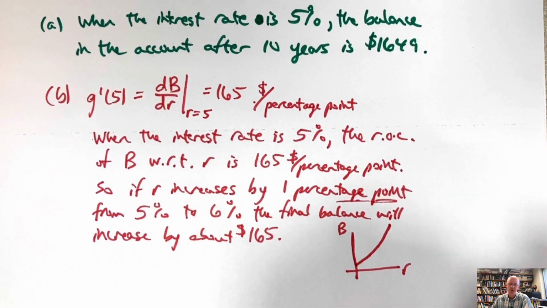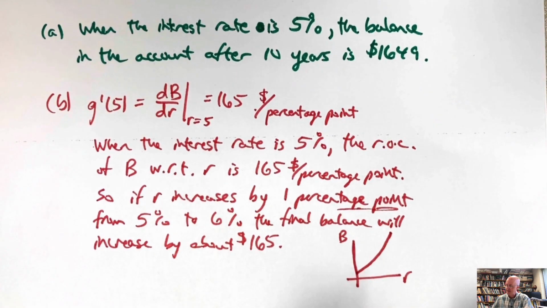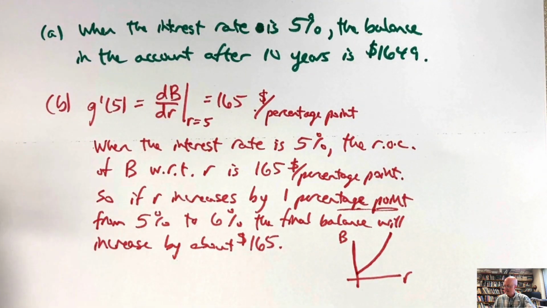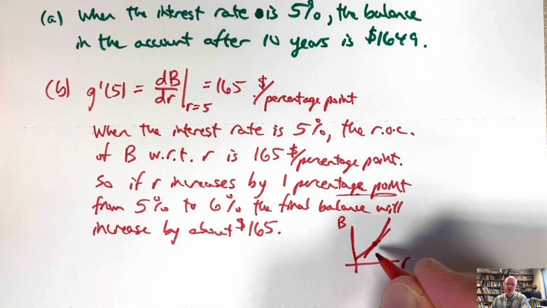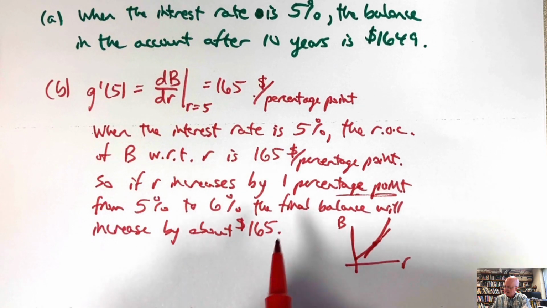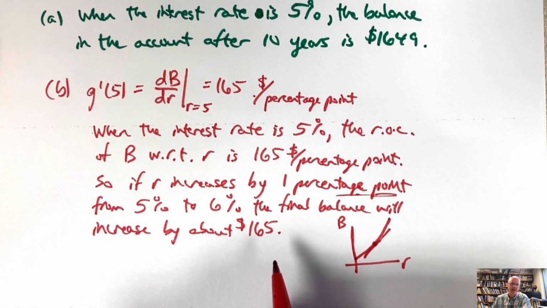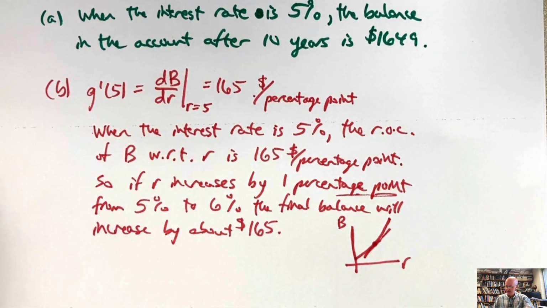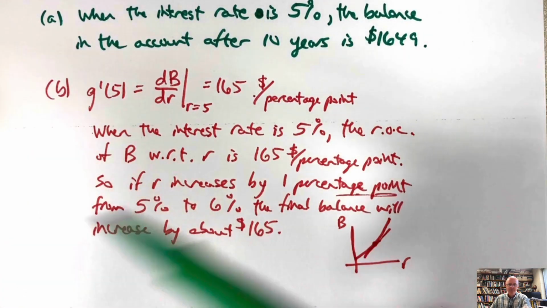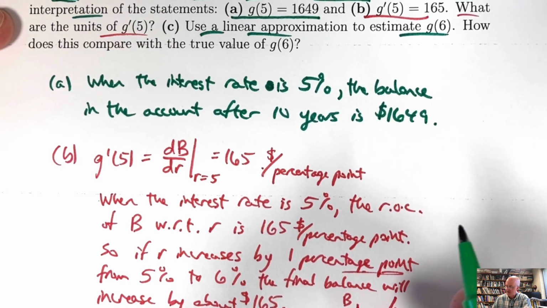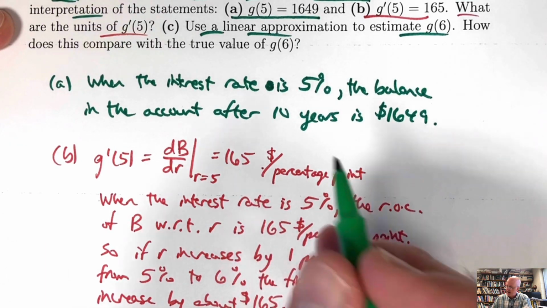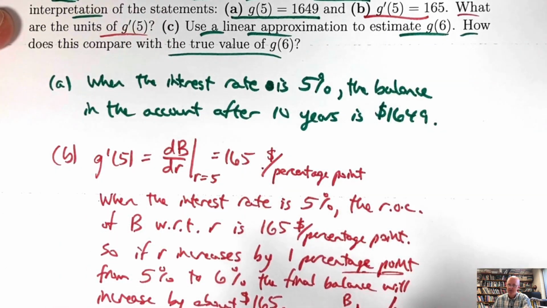I will write down a formula for the balance as a function of r, but not right at the moment. I'll do that at the very end. If we're using a linear approximation here, it's concave up, so the tangent line is going to be under the graph. It's actually going to go up by a little bit more than $165. This will be an underestimate. In part C, we're actually using a linear approximation to estimate g of 6. I sort of did that verbally already. How does this compare with the true value of g of 6?